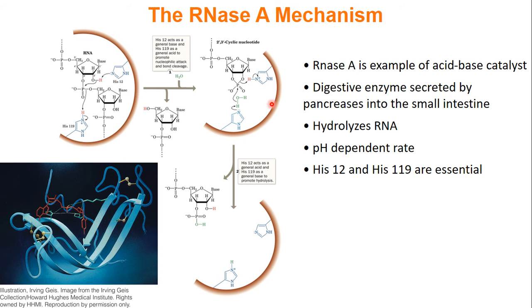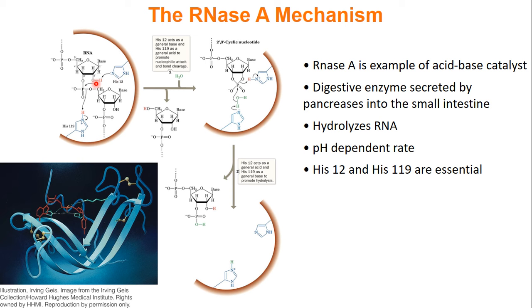Another mechanism we're going to look at that's acid and base is RNase. RNase cuts RNA molecules and does so by histidines. We have one histidine that acts as a base, that would be histidine 12, and one that acts like an acid, that's histidine 19. So our first reaction in this mechanism is histidine 12 takes a hydrogen from our 2' hydroxyl.